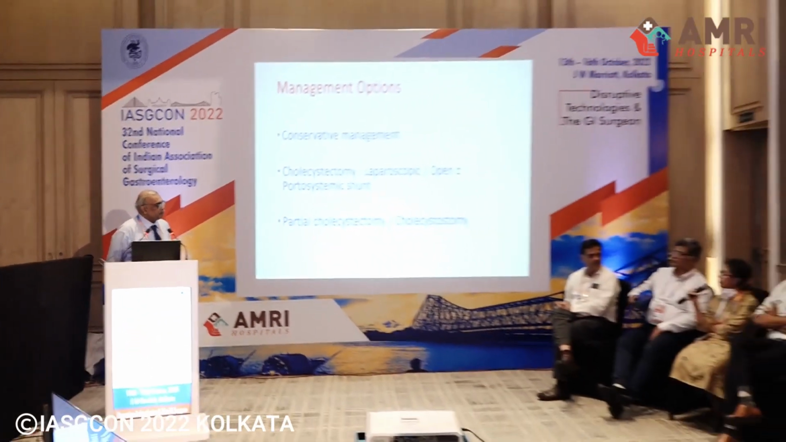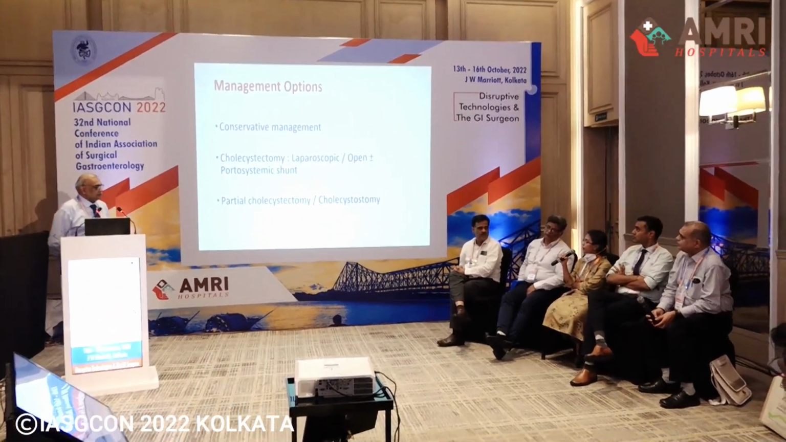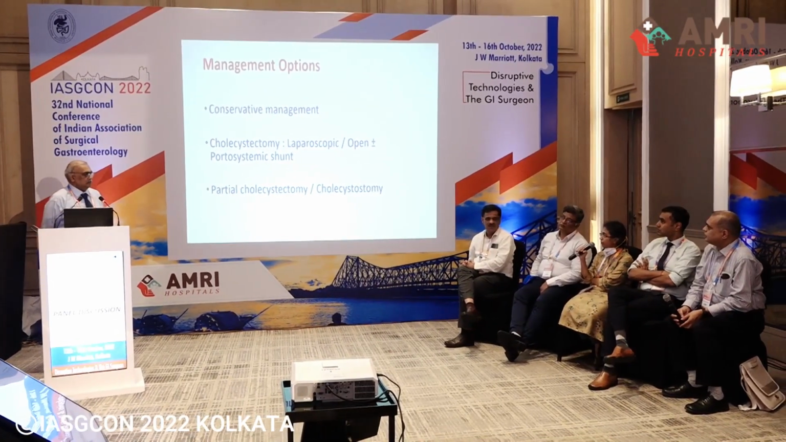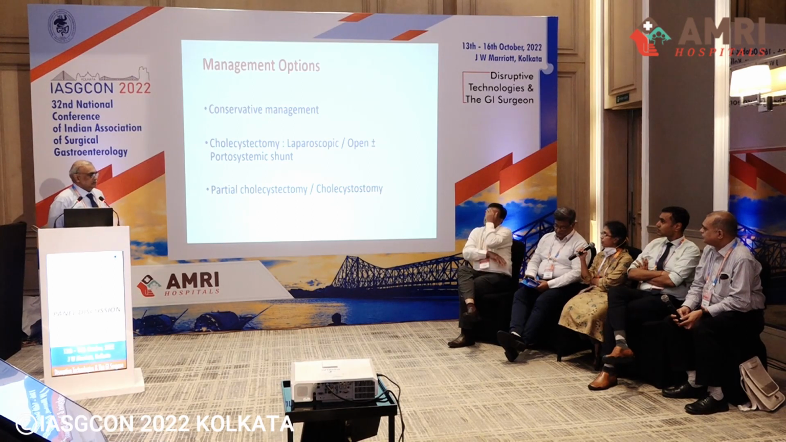Anybody wants to take it? Or audience? It appears that you've given the Murphy's is positive, so it appears that the patient has acute cholecystitis. So in the setting of EHPVO with acute cholecystitis, I think it will be prudent to first go for conservative management and do it as a cold interval cholecystectomy, not a hot cholecystectomy.